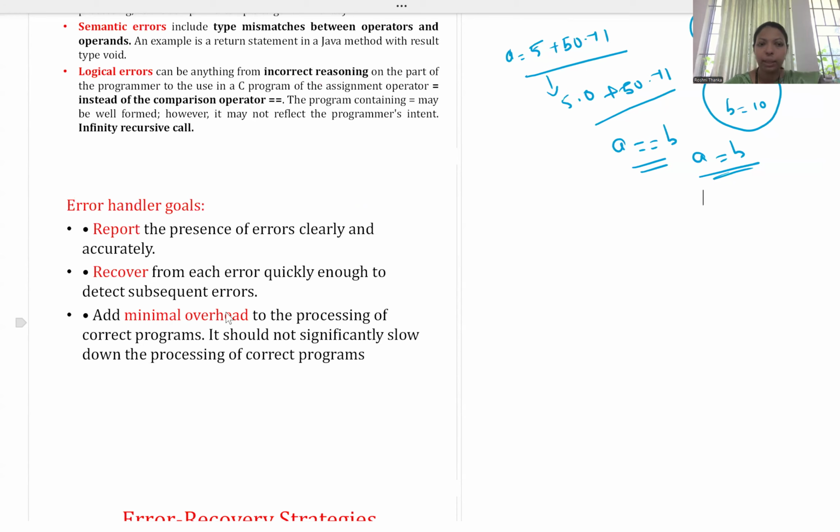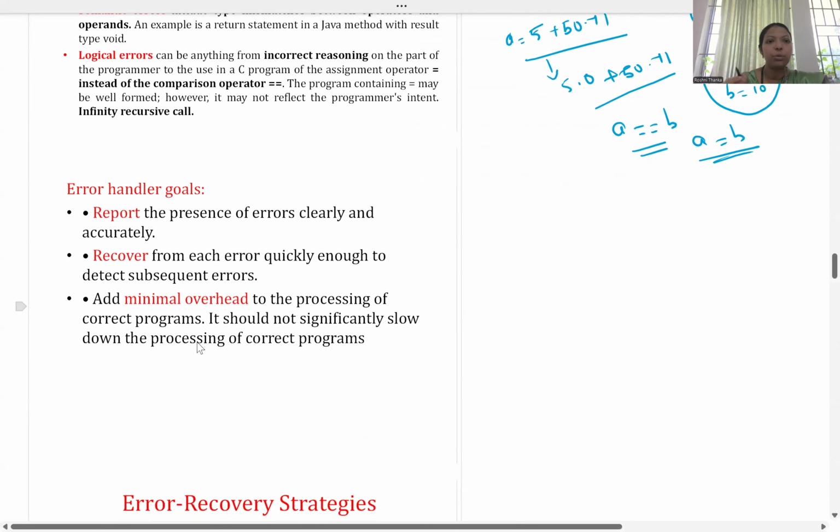And whenever we are handling this error, we should not increase the complexity as well. We have to minimize the overhead of this process, because if we increase the complexity, it will slow down the process. So whenever we do error handling, we have to keep all this in mind. We have to properly report the error, and quickly find the error so that we are able to detect the other errors. And we should minimize the complexity, that is, minimize the overhead, so that it will quicken the process.